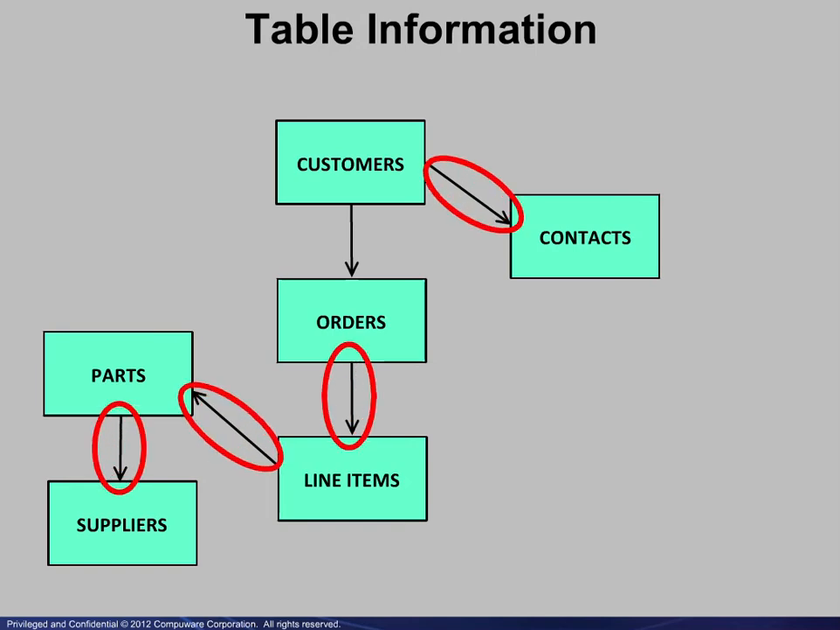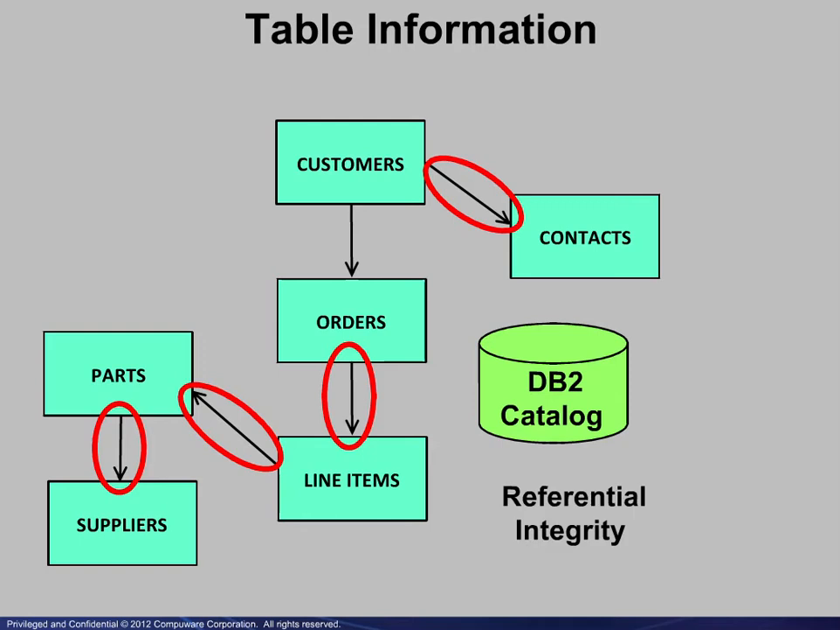These table relationships are stored in the Db2 catalog. The referential integrity, or RI, is maintained by Db2 itself. All foreign keys have matching primary keys, and rogues are not allowed.